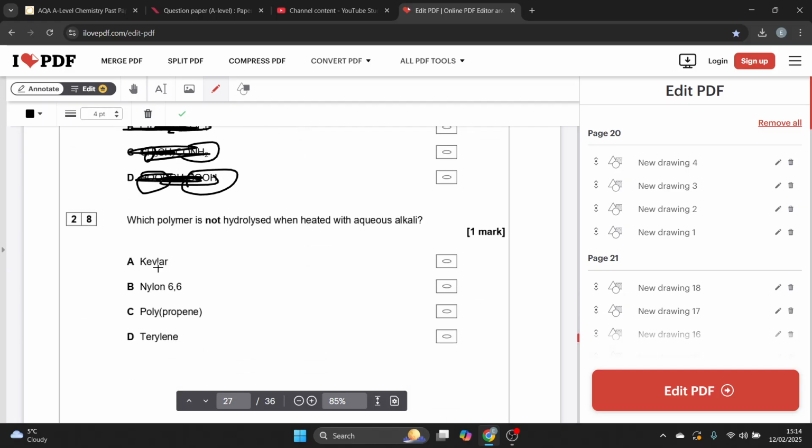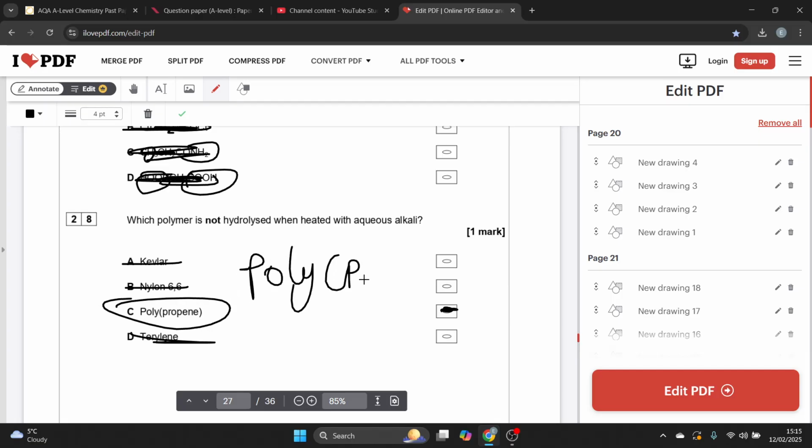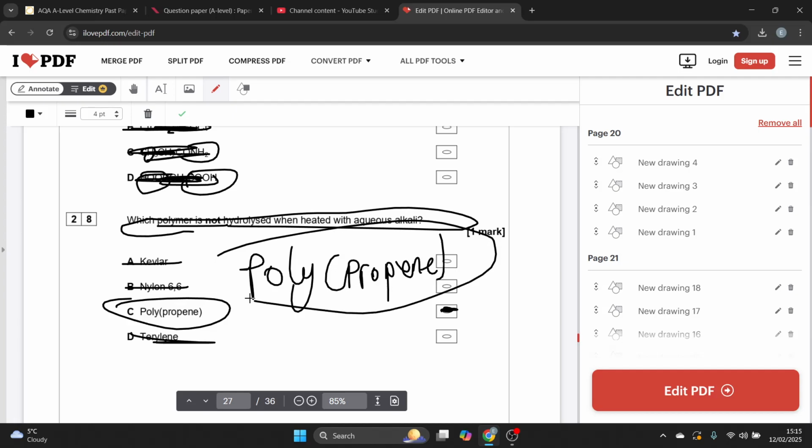Which polymer is not hydrolyzed when heated with aqueous alkali? Polypropene. Kevlar is hydrolyzed. Yeah, you should know the names of these and you should be like, I've heard of that, I've heard of that, I've heard of that, and those three are hydrolyzed, so therefore it must be this. Polypropene, bracket propene, is the polymer which is not hydrolyzed when heated with aqueous alkali.